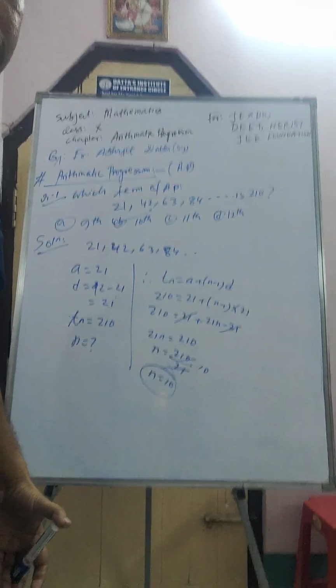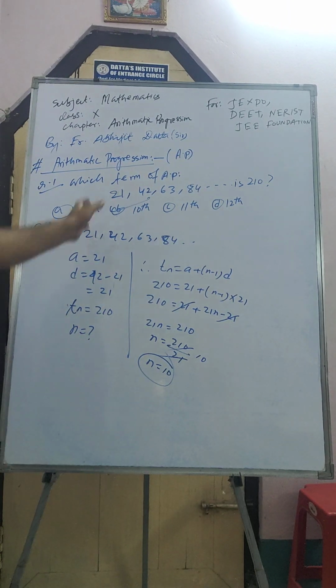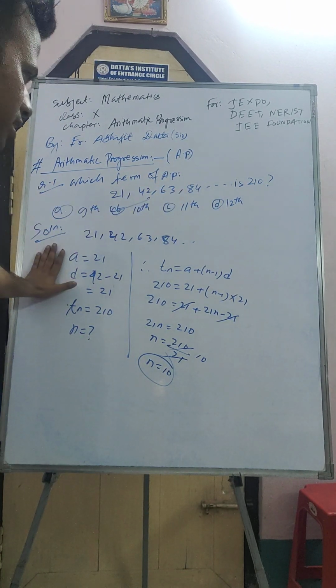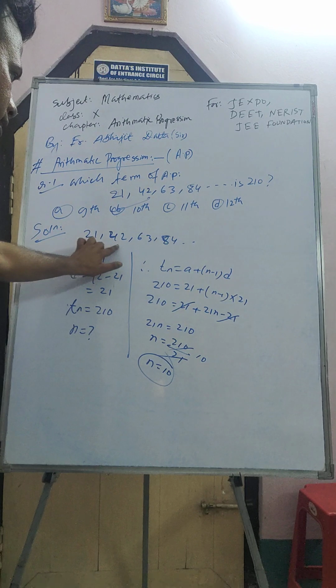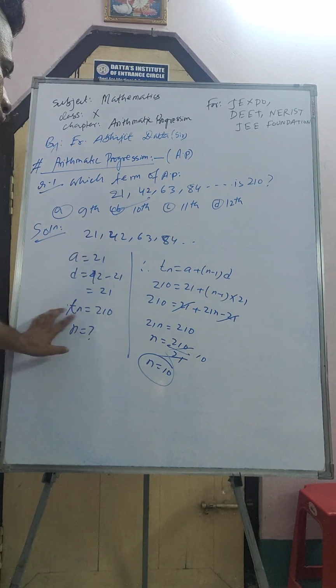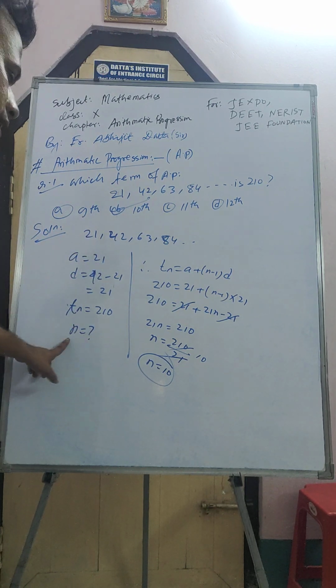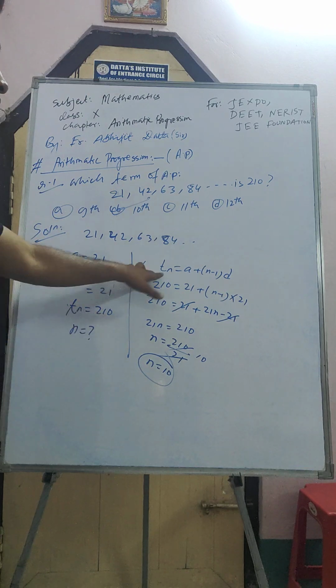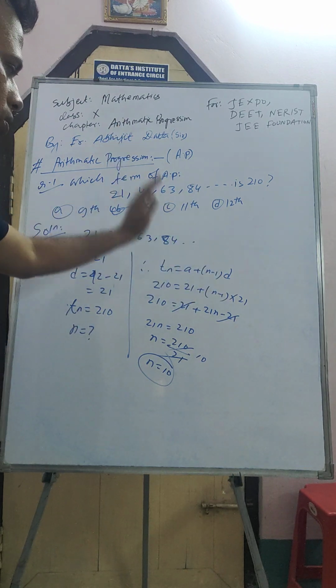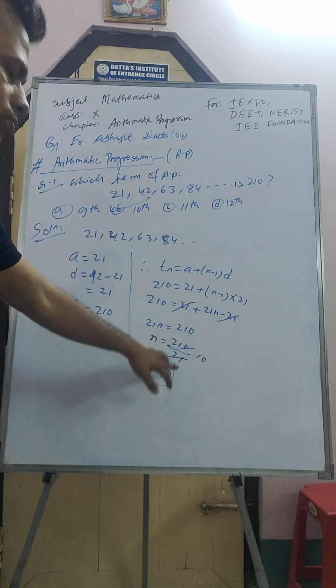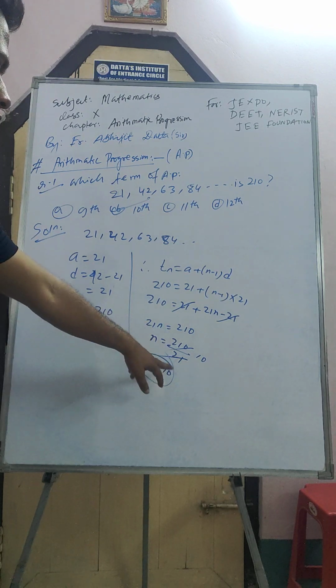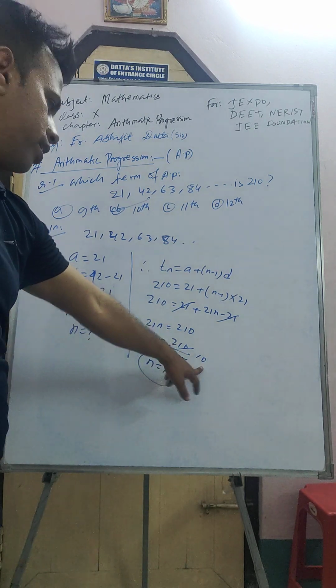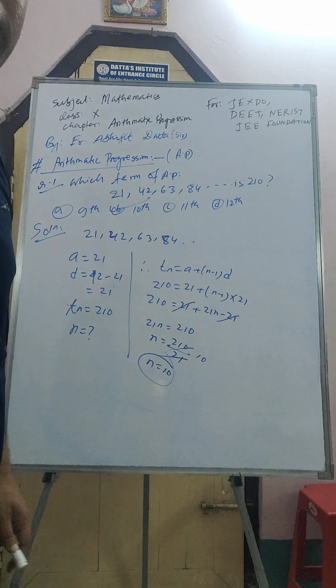Got my point? What I am doing here is writing the AP. A is the first term, D is the second term minus the first term, Tn is 210, and n is what we have to find. Now Tn is A plus n minus 1 into D. I put in all the values, and n equals 210 by 21, which is 10.